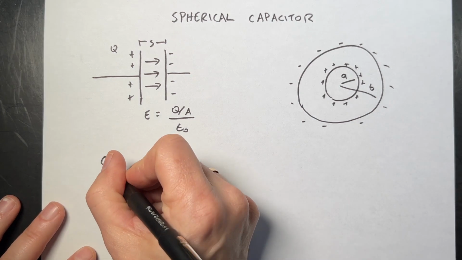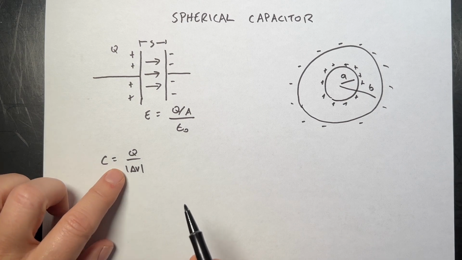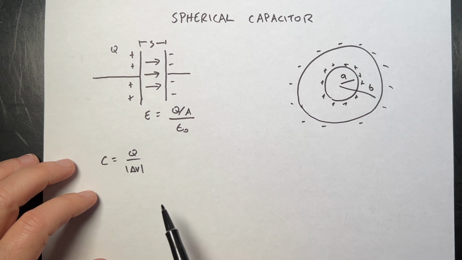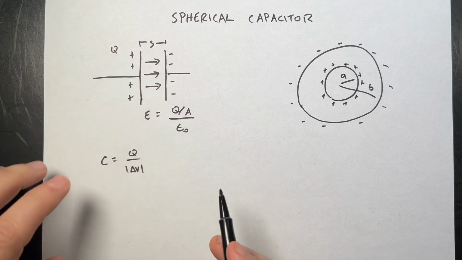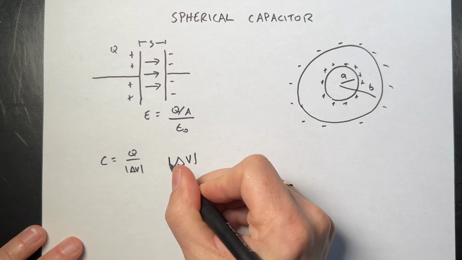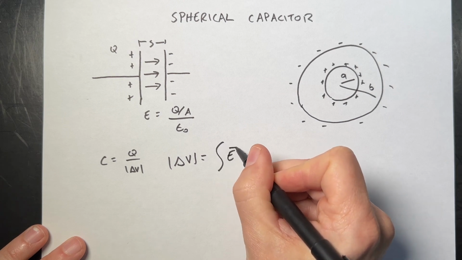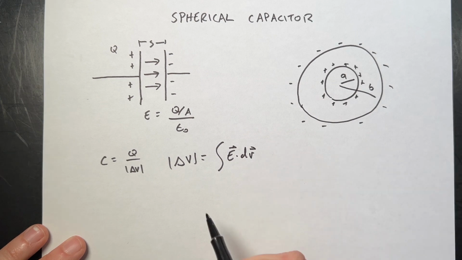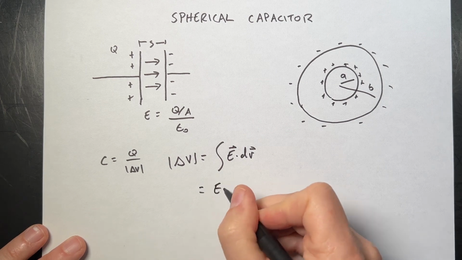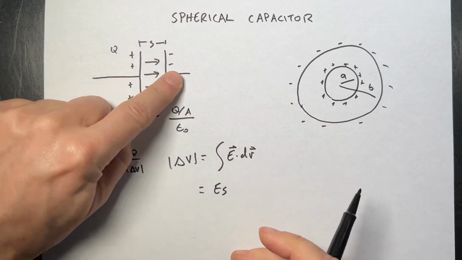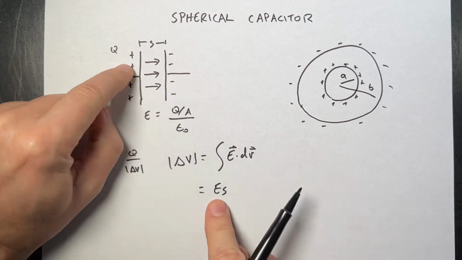Well, we define capacitance as Q over delta V, and we use the magnitude of delta V because we don't want a negative capacitance. It doesn't really matter which way we go. So we need to find the change of potential going from one plate to the other and divide Q by that. The magnitude of delta V is the integral of E dot dr going from one plate to the other. But E is constant, so this really just becomes E times s. If I go the other way it's negative, but who cares because we're taking the absolute value. So the change of potential across a capacitor is the electric field times s.